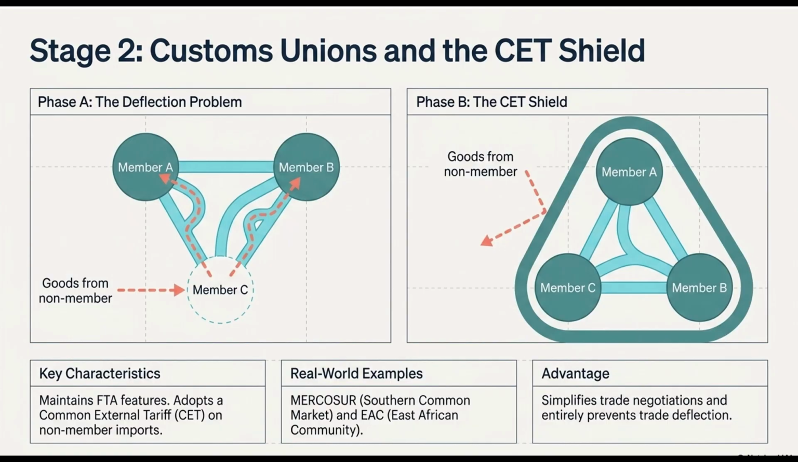Okay. So although the countries lose some independence in trade policy, they gain greater regional efficiency. So what were the advantages? It simplifies the trade negotiations and entirely prevents trade deflection. So even though they lose some independence in trade policy, this is more beneficial for them for the collective bargaining power.